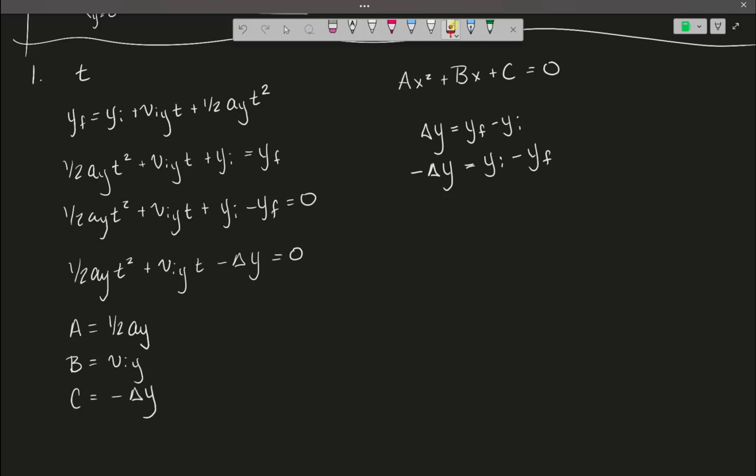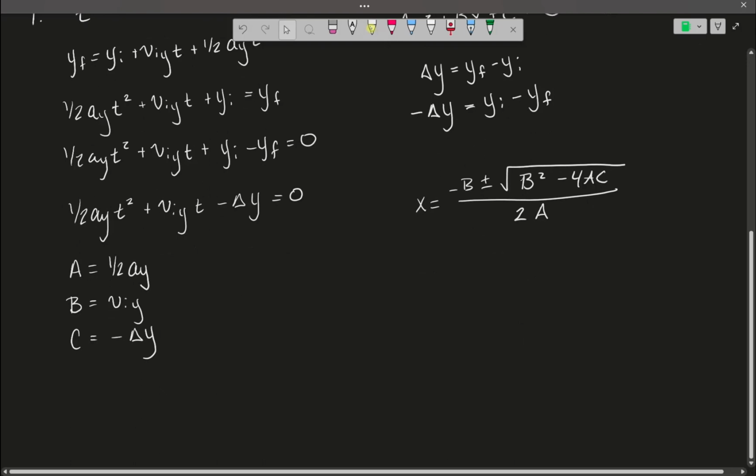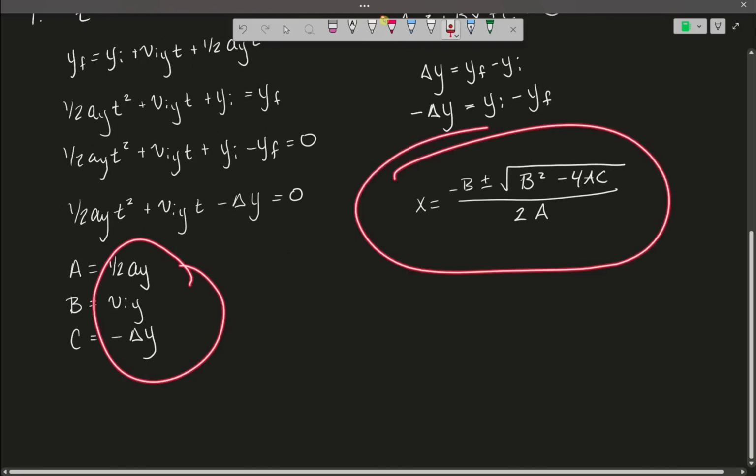It's negative delta y because my quadratic equation has a plus, so I need to pull out that negative sign with the delta y. I'm now going to plug this into our quadratic equation, and just as a reminder, the quadratic equation is x is equal to negative b plus or minus the square root of b squared minus 4ac all over 2a. So I'm going to plug these terms into my quadratic equation there.